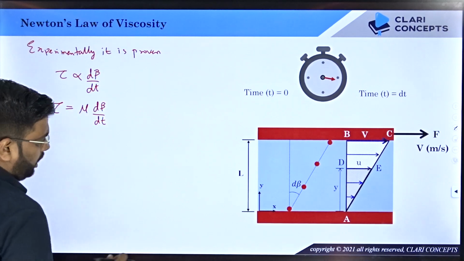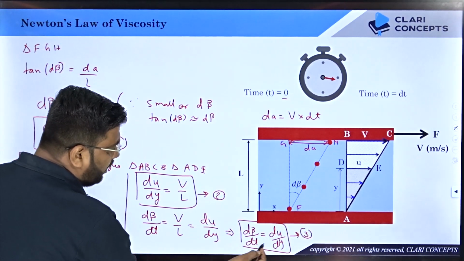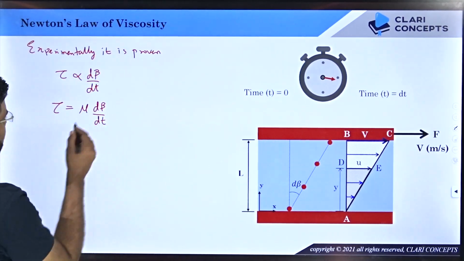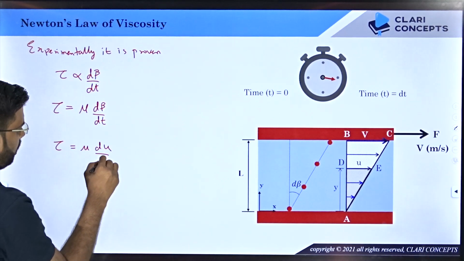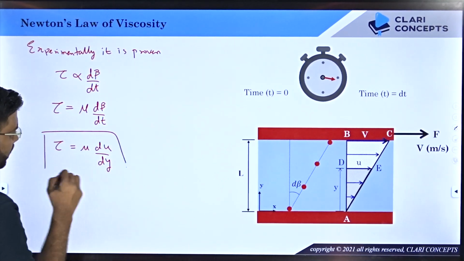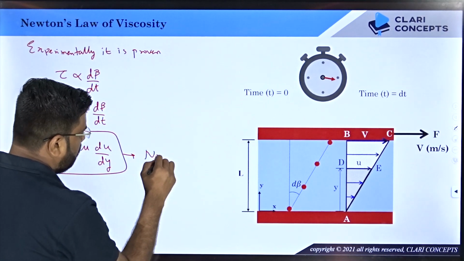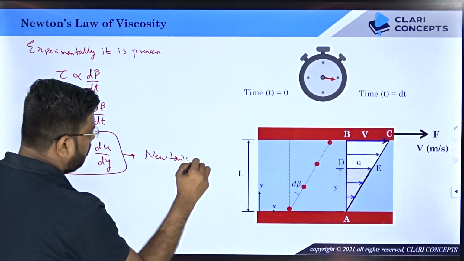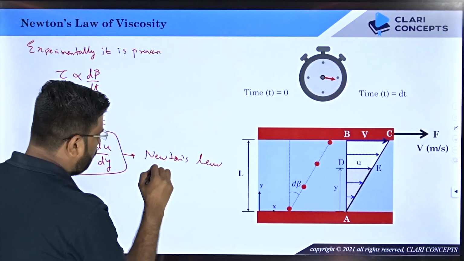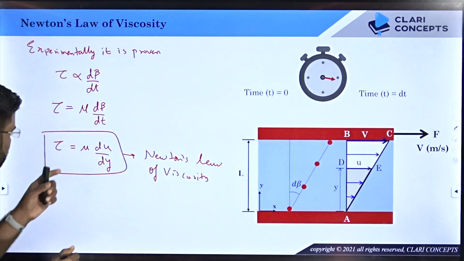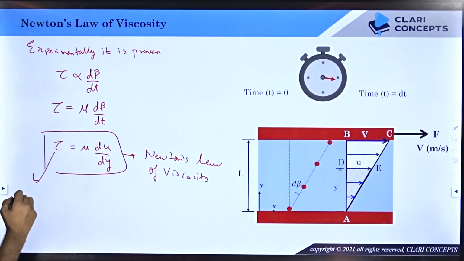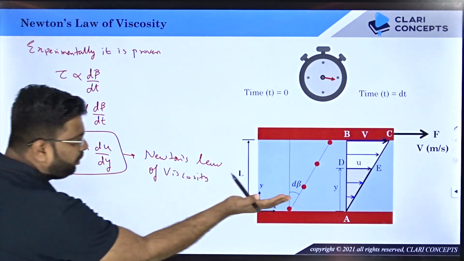Now from equation number 3, can I say d beta by dt is nothing but du by dy? So I can replace d beta by dt with the term du by dy, and here is the final form of Newton's law of viscosity. What does it say? Let me explain you. It says that tau is what? Shear stress at any fluid layer.